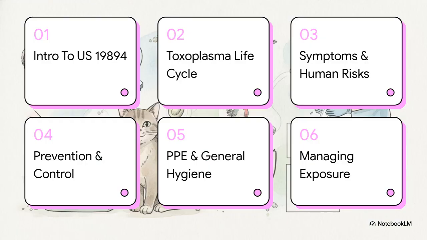Okay, here's our educator's blueprint for today. We'll be looking at an Intro to Unit Standard 19894, the Toxoplasma life cycle, symptoms and human risks, prevention and environmental control, PPE and general hygiene, and finally, managing exposure and symptoms.